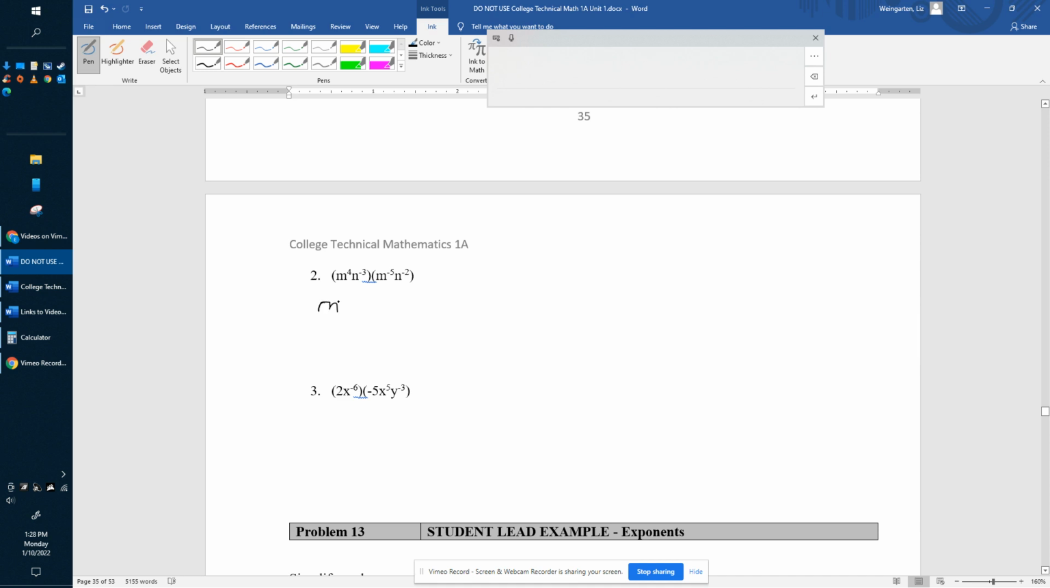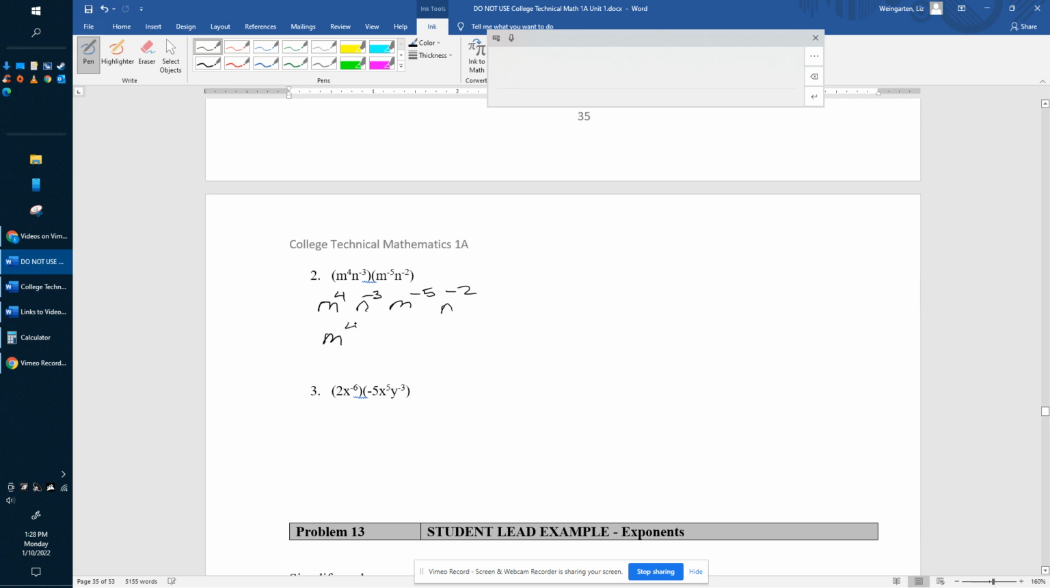So we have m to the 4th, n to the negative 3rd, m to the negative 5th, n to the negative 2. So there I used the associative property to get rid of the parentheses because order does not matter when it comes to multiplication. Now I can use the commutative property to combine my like terms together.